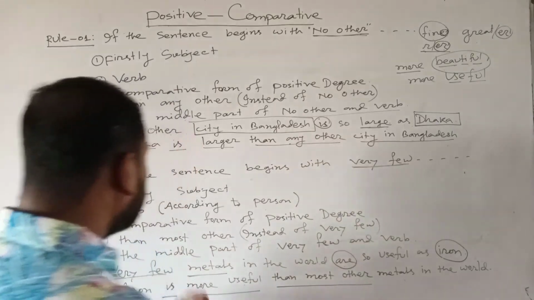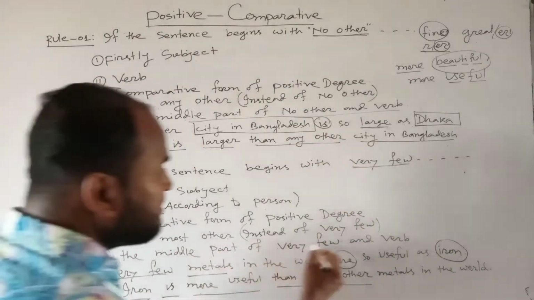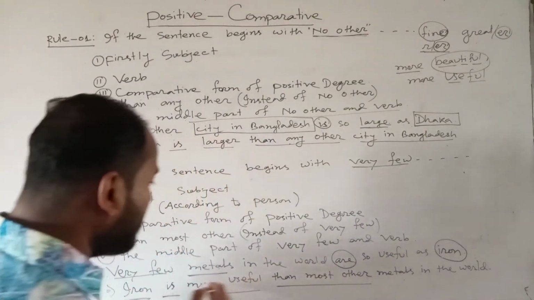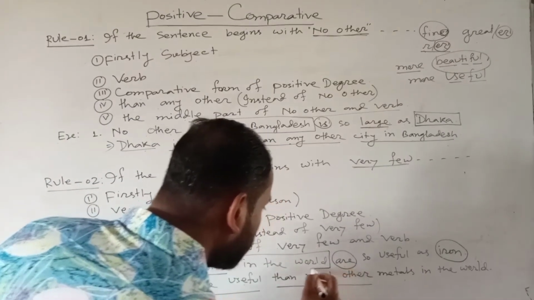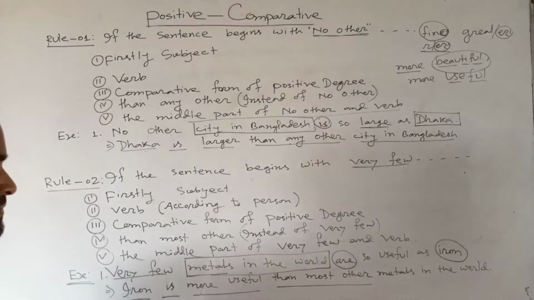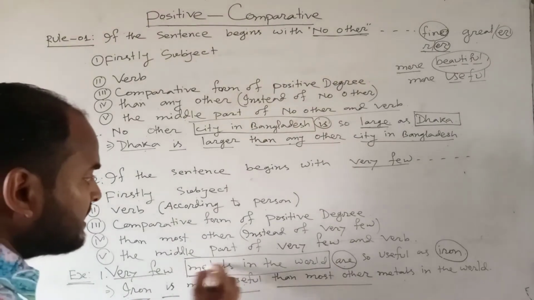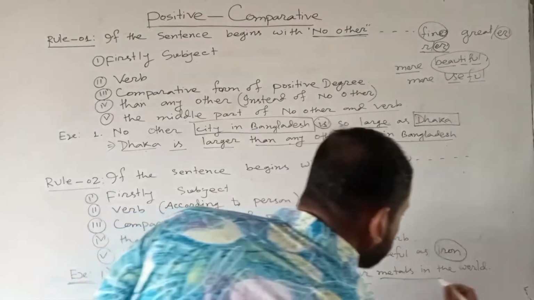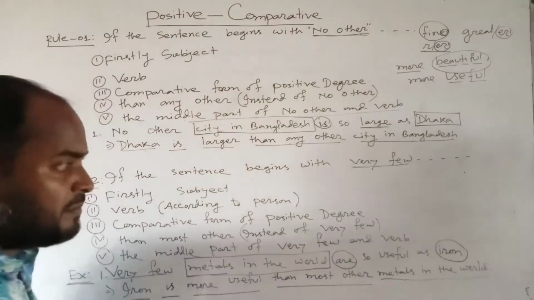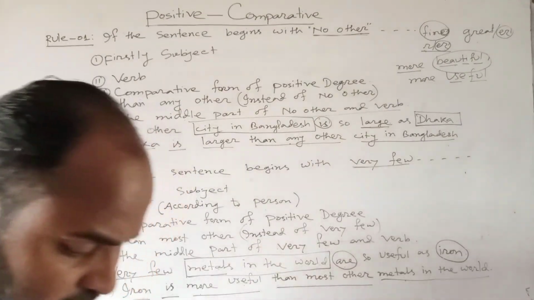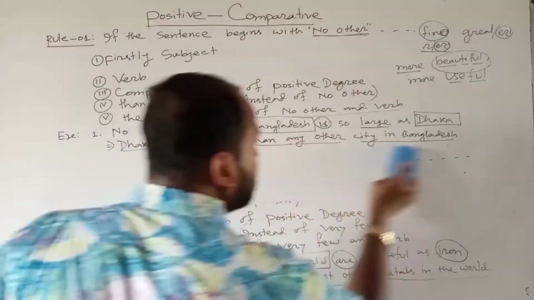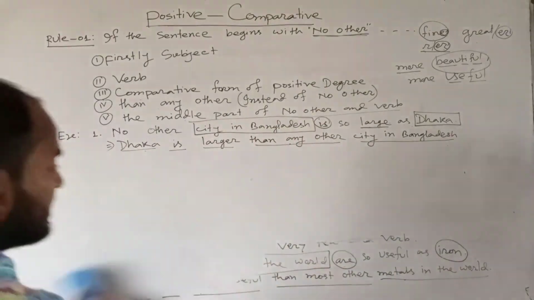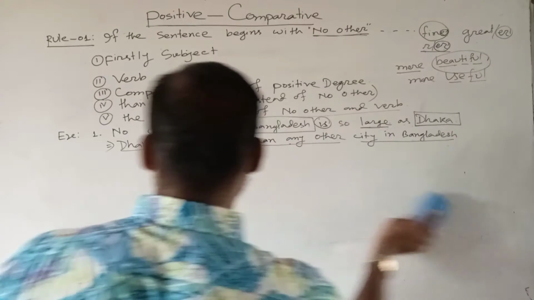other. Lastly, the middle part of "very few" and the verb. My dear learners, the middle part of "very few" and the verb: metals in the world. My dear learners, I would like to discuss another rule.